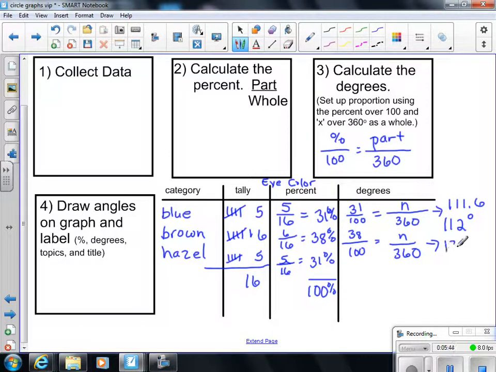Okay, 136.8, which is about 137. We may end up getting into some trouble because what are we having to do each time? We're rounding up, aren't we? So we'll see. Yeah, I think we're going to be over 360 degrees. So we'll make an adjustment to 1. And this last one will be 31 over 100 again equals n over 360. We've actually already calculated that, and we should get 112 degrees.